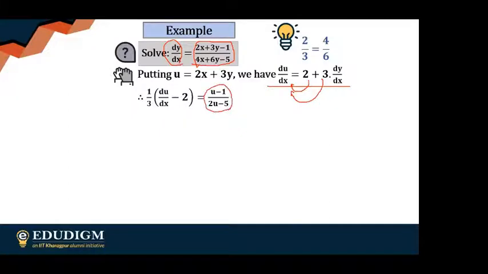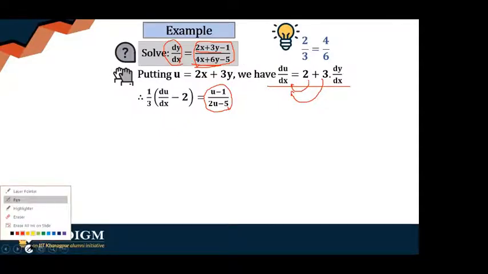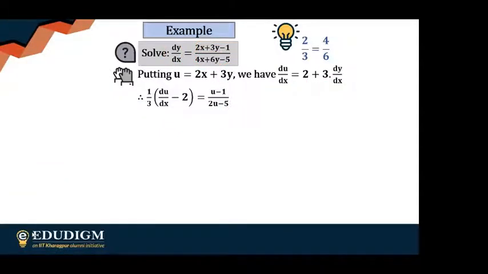Fair enough. That's what I have written here. And look at this one. This is u. So this is u minus 1. This is 2 into u. So this is 2u minus 5. So that's it from the first portion that we have.